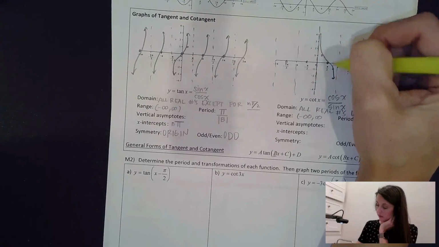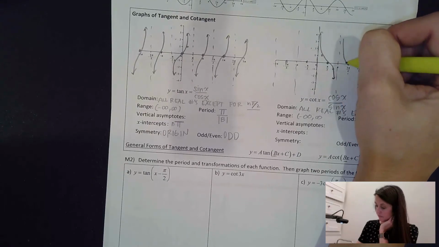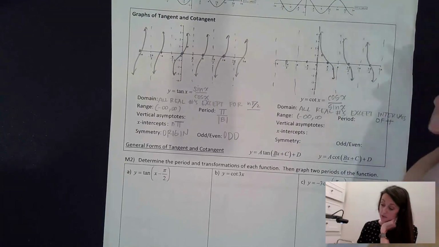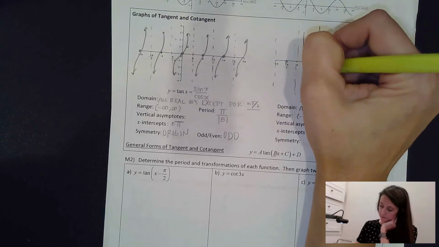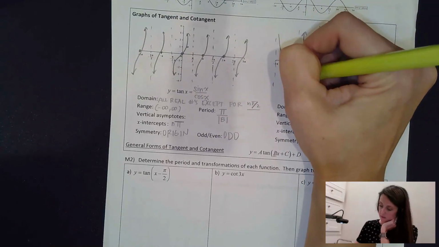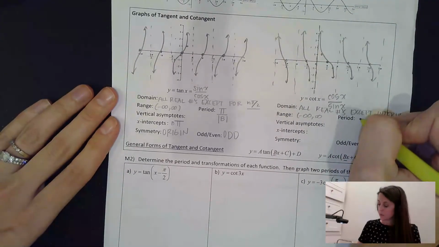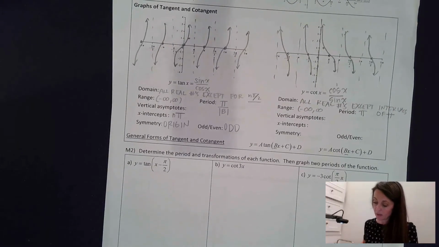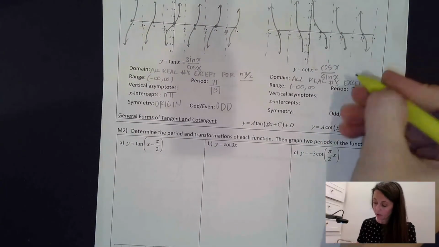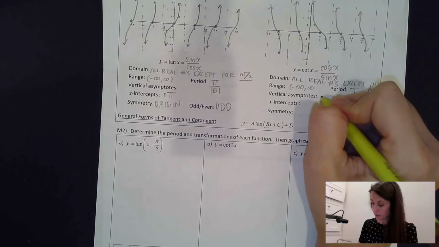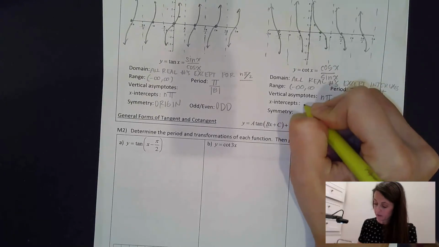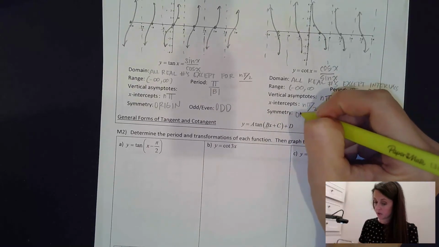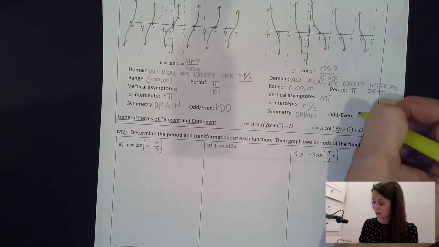So it's going to be decreasing like this. It's going to snake down. So it's going to look like the cubic graph almost, except it's got lots of little snakes going on. Okay, so the period still is going to be pi. When we're doing other graphs, it is going to be pi divided by your b. Vertical asymptotes are going to occur at multiples of pi. The x-intercepts are going to occur at pi over 2. It is origin symmetry, and it is odd.